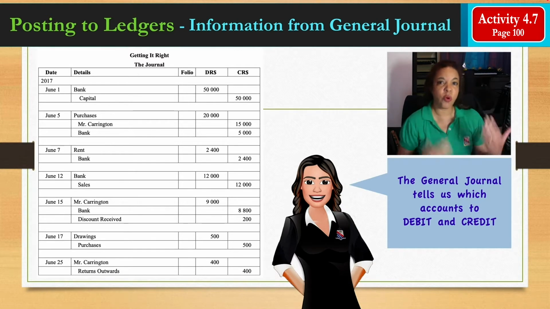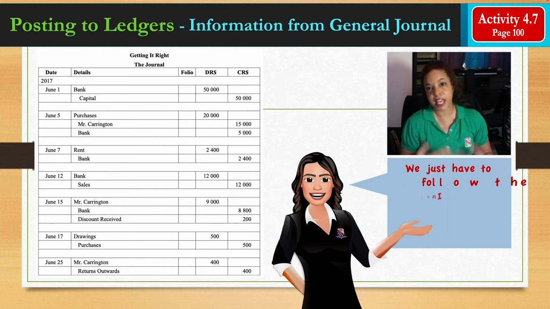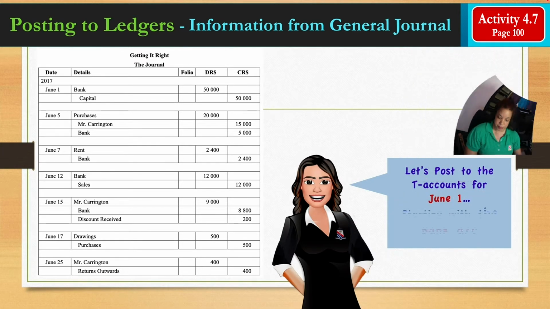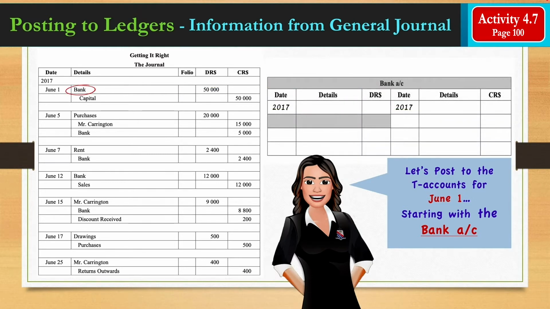So basically we do all of our thinking in terms of the double entry rules for the journal, but then posting to ledger, all we are going to do is to follow those rules. So let's start with June the 1st. We're going to deal with June the 1st, starting with the bank account. So basically, whenever you're posting, you look at whatever the account is, in this case, the bank account. And this tells you to go to the bank account, which is this one here. You know it's a bank account because it's named bank account on top here. This tells you the name of the account.